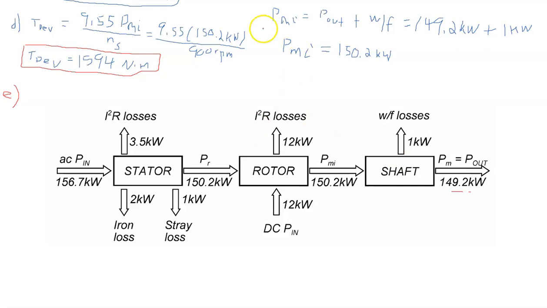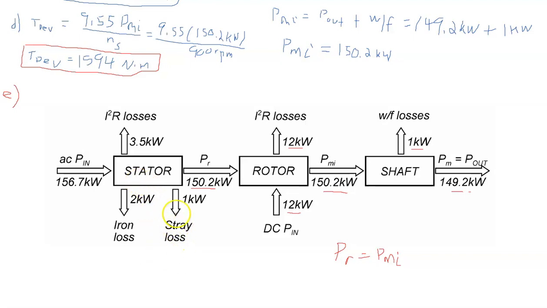So if we add the 1 kilowatt of windage and friction loss, of course, we're coming up with PMI 150.2. Now we're going back towards the input, so our numbers are getting bigger. The DC power in is 12 kilowatts. The rotor loss is also 12 kilowatts, so you should put that value on there, yes, twice. So PR for any synchronous motor, we always said that PR is equal to PMI. Why? Because the rotor loss is all supplied by the DC source, so these two values should be equal.